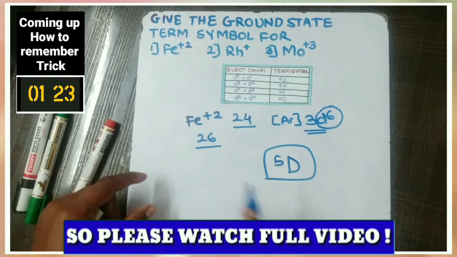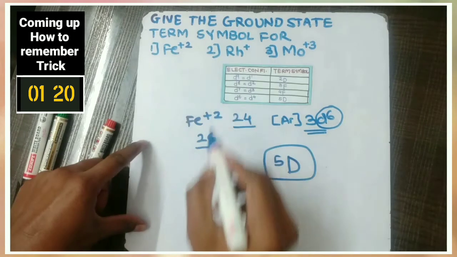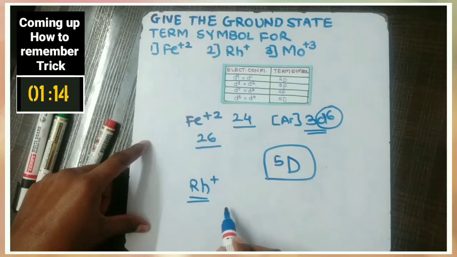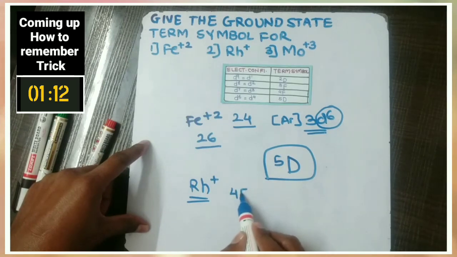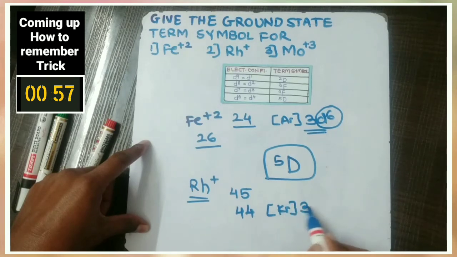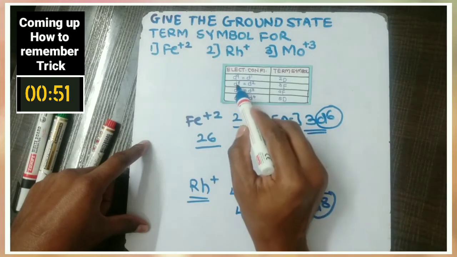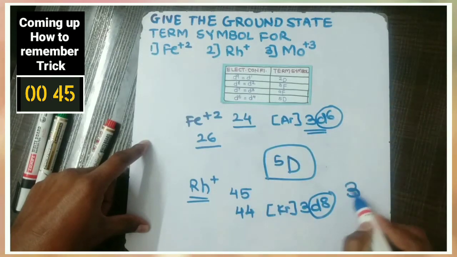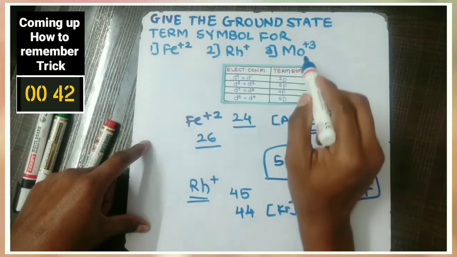Now, let's calculate for another one, Rh+. Rhodium, what is the atomic number? 45. For Rh+, what will be the atomic number? 44. So it will be krypton 3d8. Just look at d8 here. Where is d8? d8 is here. So it is 3F. The ground state term symbol for Rh+ is 3F. This is the answer. Now Mo+3.